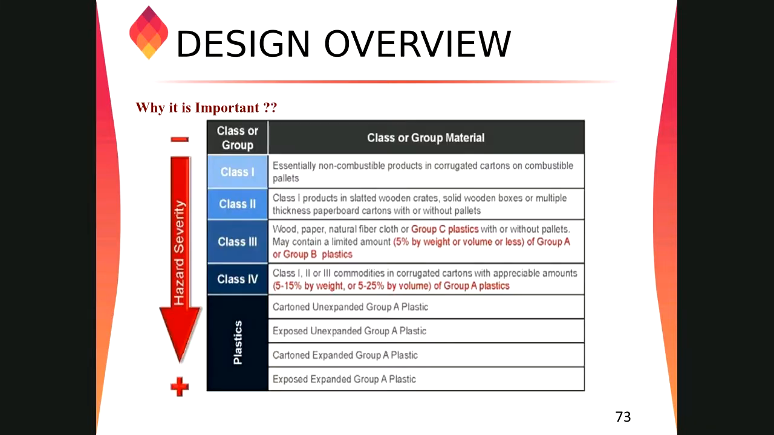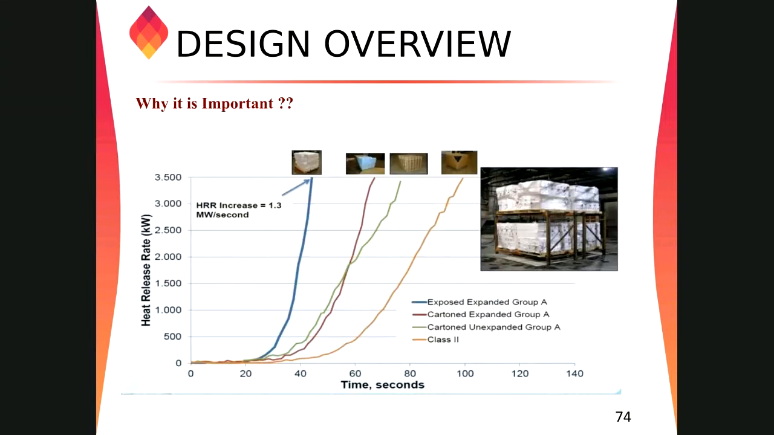For now, you consider that from class 1 all the way to the group A plastics, class 1 is the non-combustible product, class 2 is the non-combustible product, class 3 is combustible, class 4 combustible. But the plastics, group A plastic, is the most combustible product, which will give us more heat release rate from the fire. In summary, those classifications are just a representation of how aggressive the fire will be with respect to time.